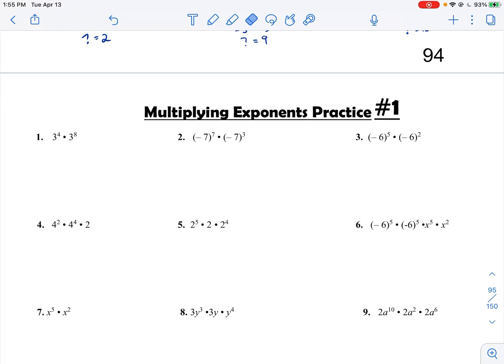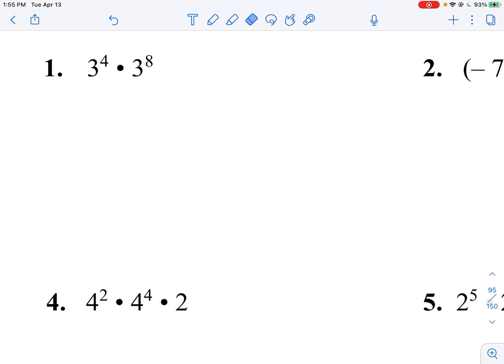Page 95, homework. When we talked about it in class, we said that if they have like bases, that means the base, the 3, is exactly the same. That means you write down the base and you are going to add the exponents.